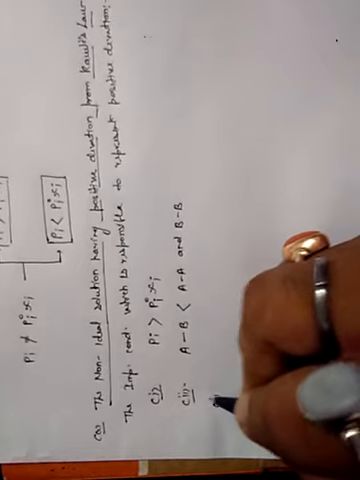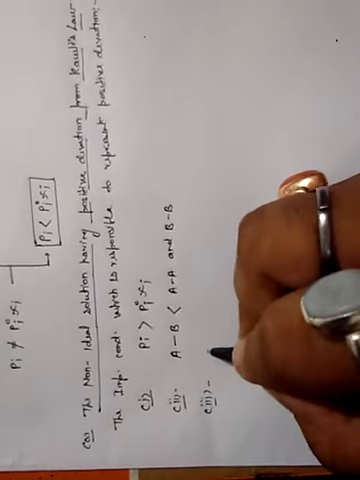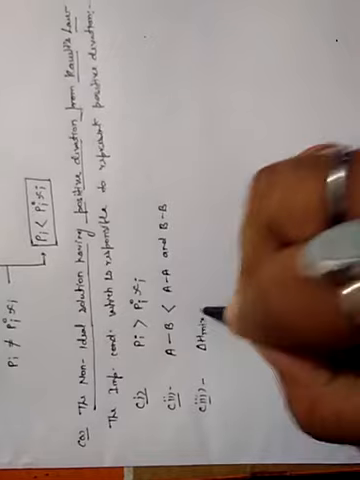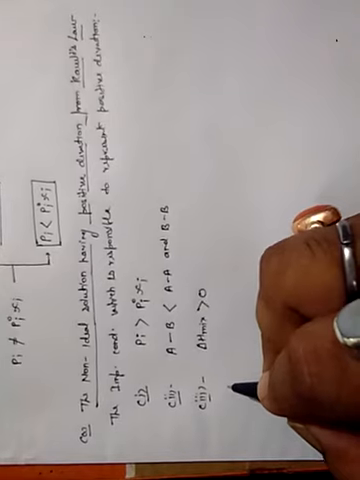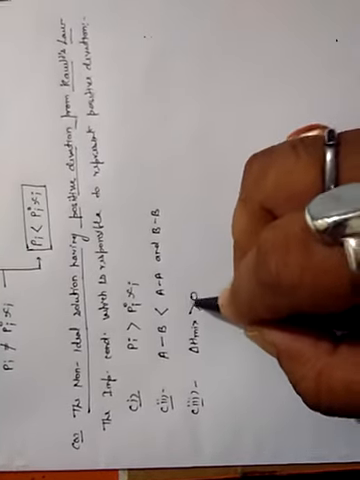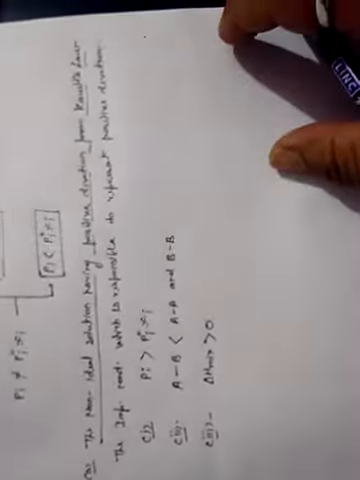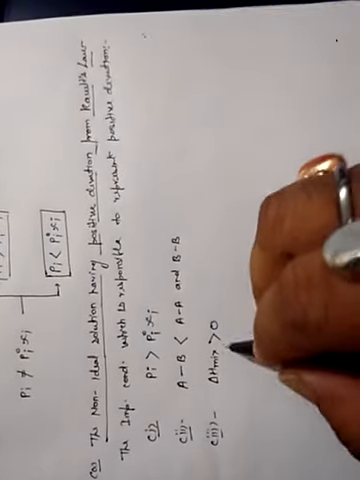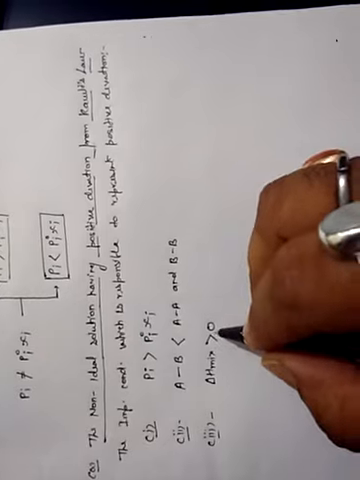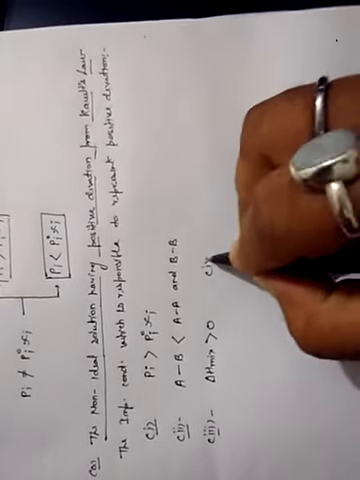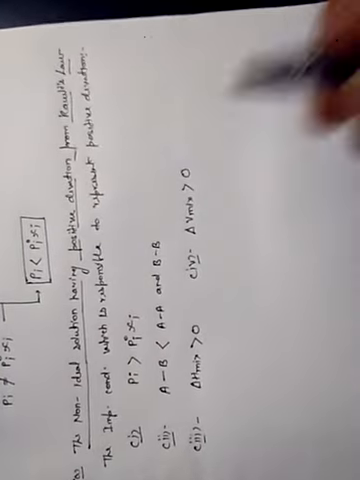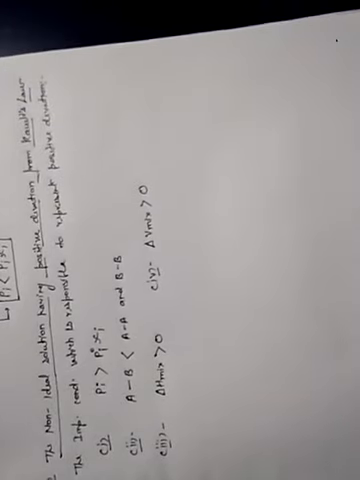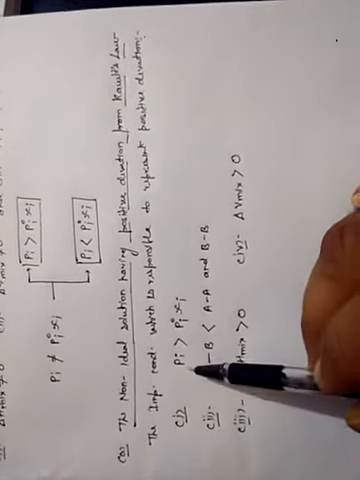The third condition is that the delta H mixing value is always higher than 0. It means delta H mixing proceeds toward a positive value. And the fourth condition is that delta V mixing also shows a positive value.